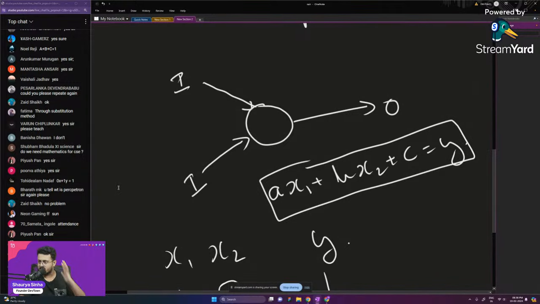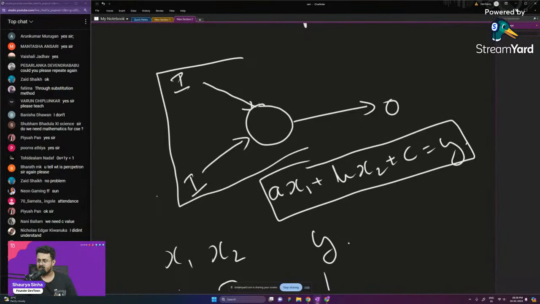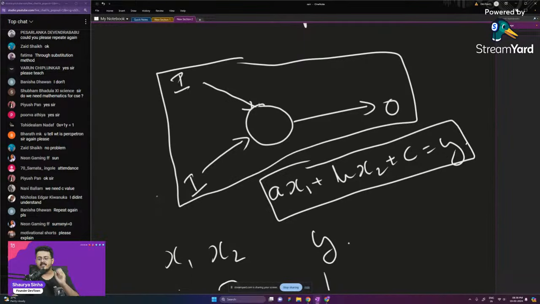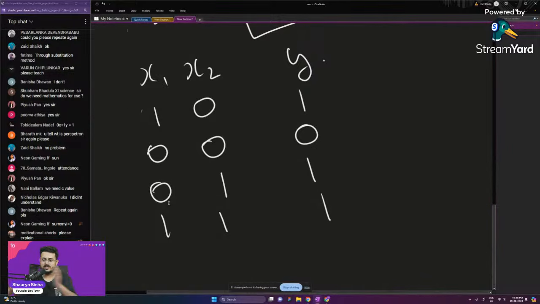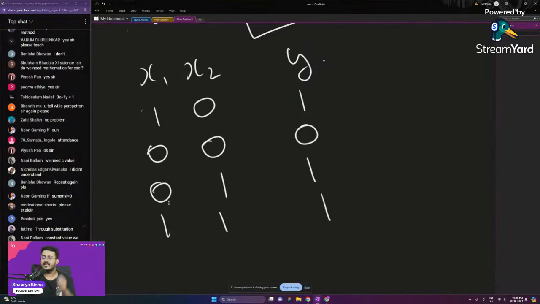Some people are not able to understand, so let's start from the basics once again. This is our artificial neuron. It is taking in two inputs and giving us an output. We are trying to create an artificial neuron that takes in two values, x1 and x2, and gives us a new value, that is y. x1 and x2 are the inputs, y is the output, guys, just to keep that in mind.